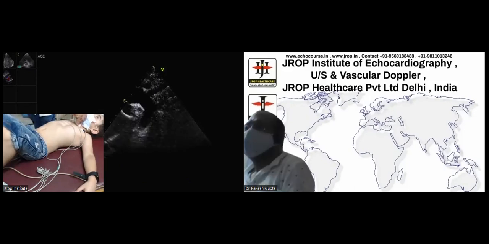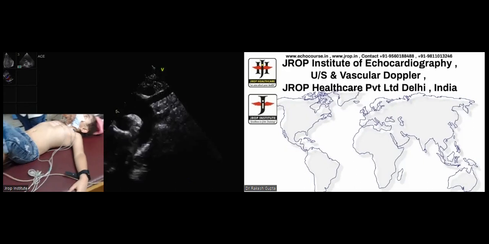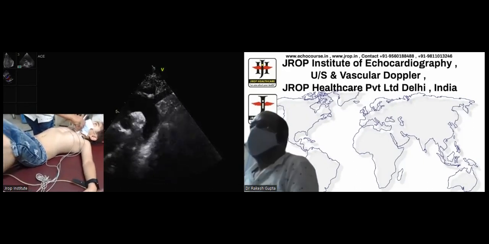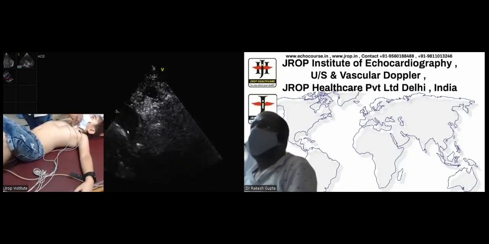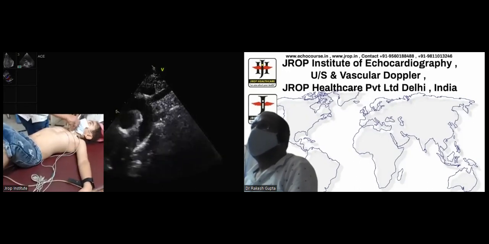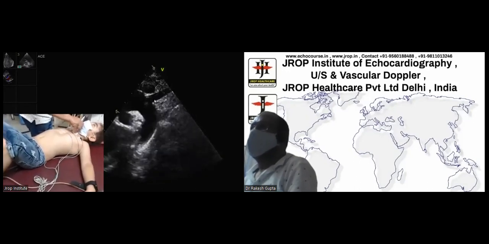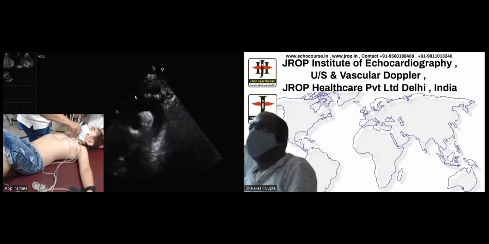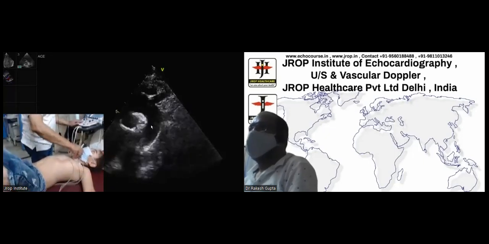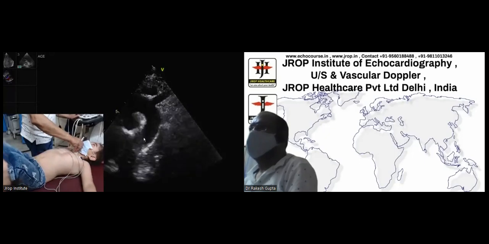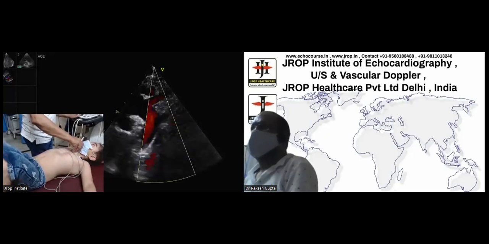Beautiful suprasternal window for demonstration. We can identify all the cranial vessels. Here is the left subclavian, left common carotid, and here is the innominate. So this is the area where we start looking at the descending aorta for coarctation of aorta.